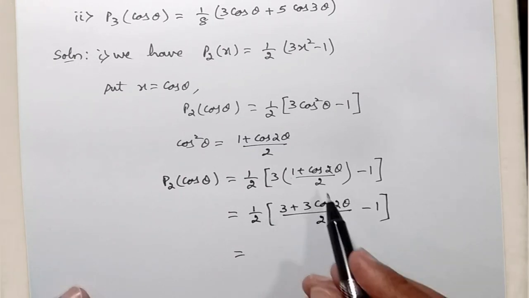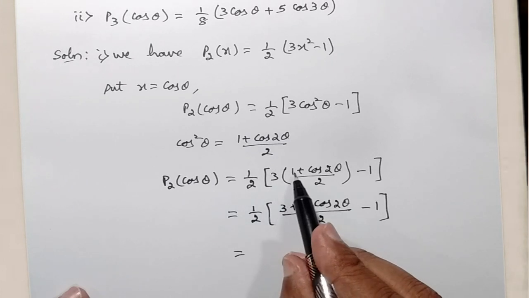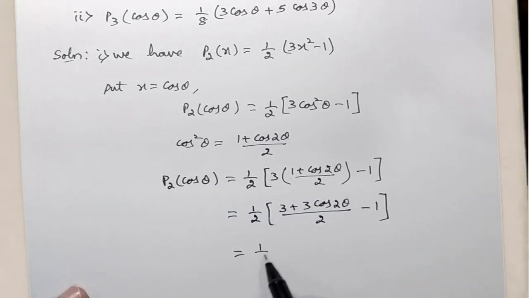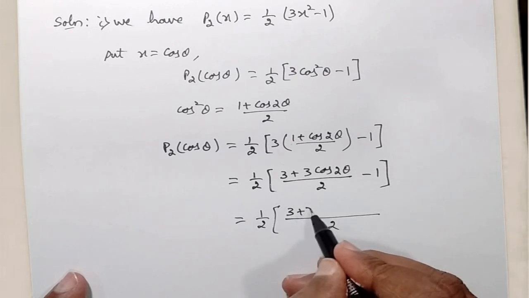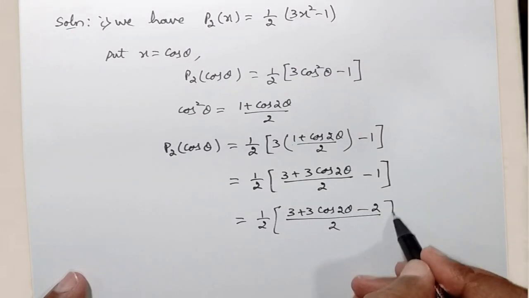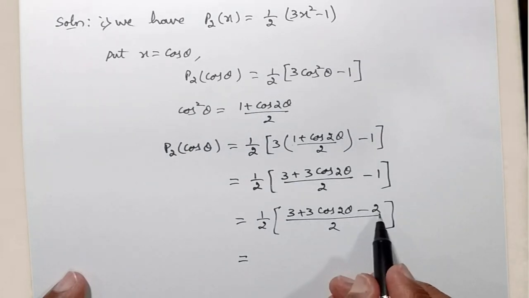Alright, so just take this 2 common and multiply this 3 inside. 3 times 1 is 3, 3 cos 2 theta minus 1 as it is. You can take the LCM now. LCM will be 2. So you will be getting 3 plus 3 cos 2 theta minus 2 times 1 will be 2, which will be equals to. So you can write down 3 minus 2 will be 1.